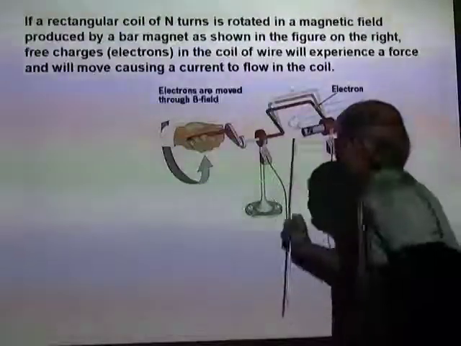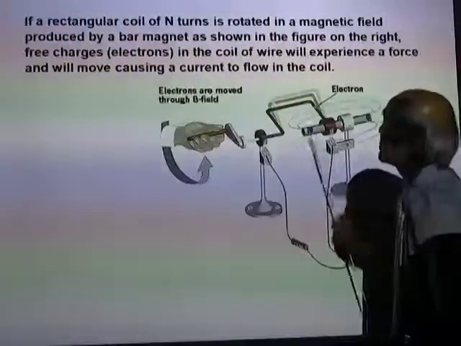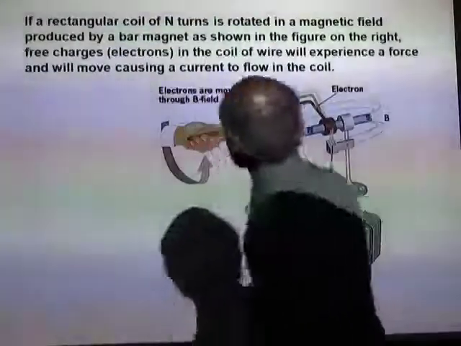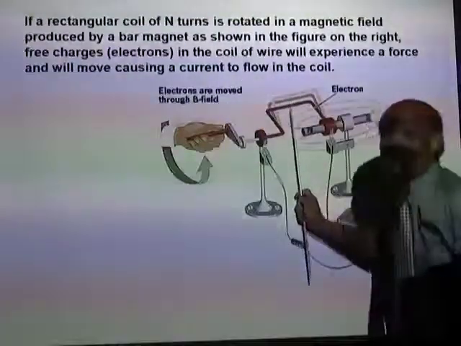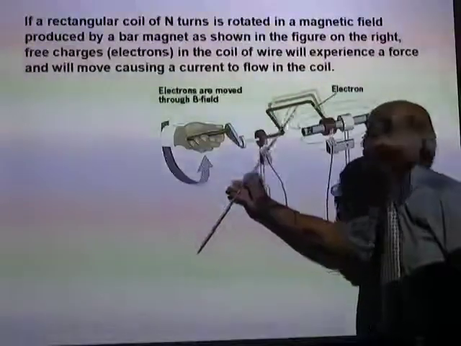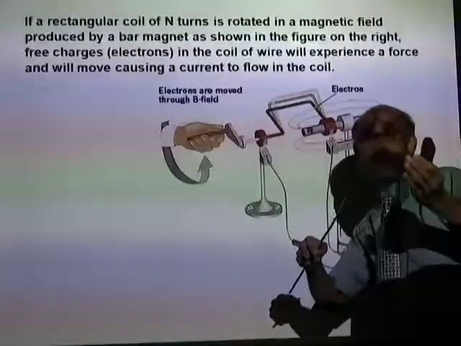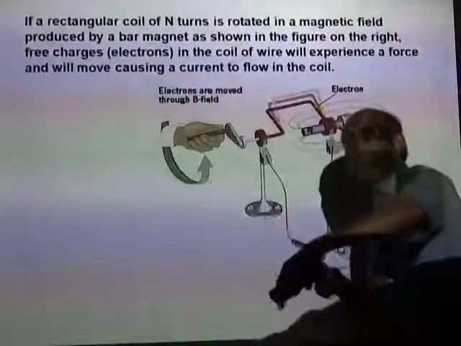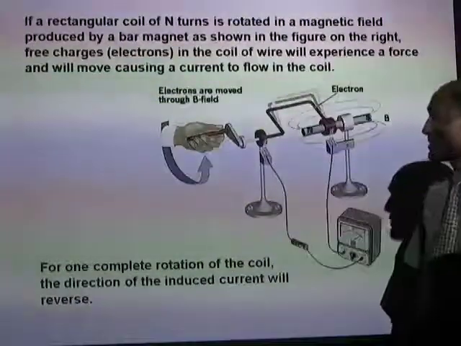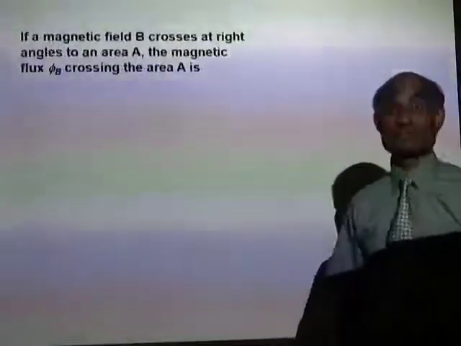So when the coil is rotated, there will be an induced current flowing in the coil, and the direction of that induced current will change. When the conductor is moving up, the current will be in one direction, and when it begins to move down, the direction will change. So for one complete rotation of the coil, the direction of the induced current will reverse.